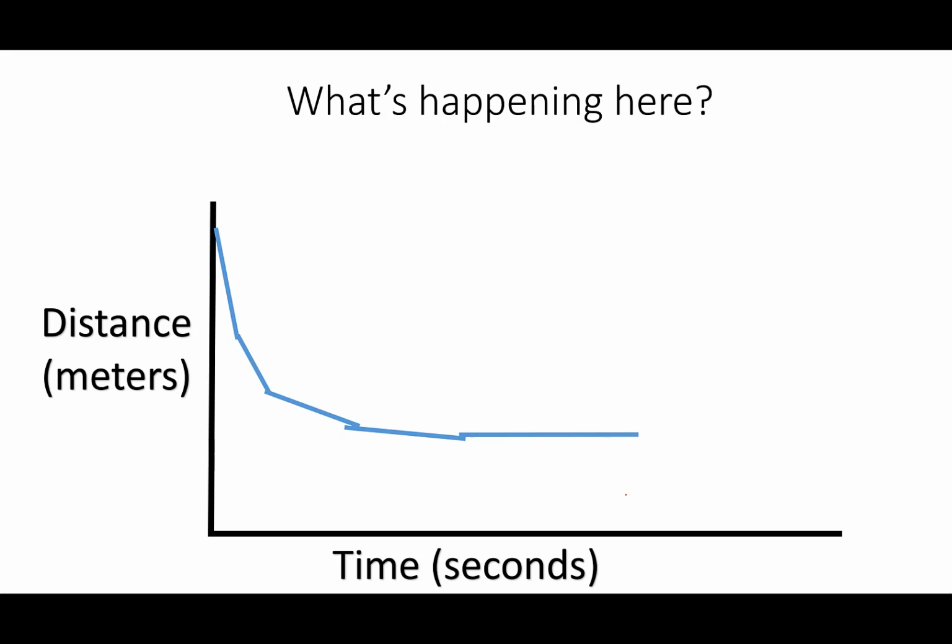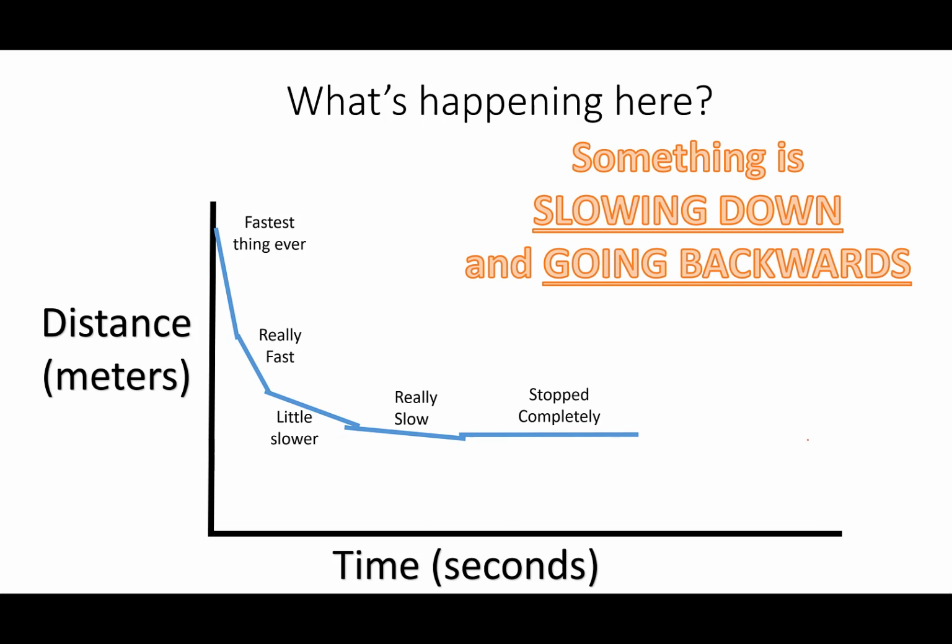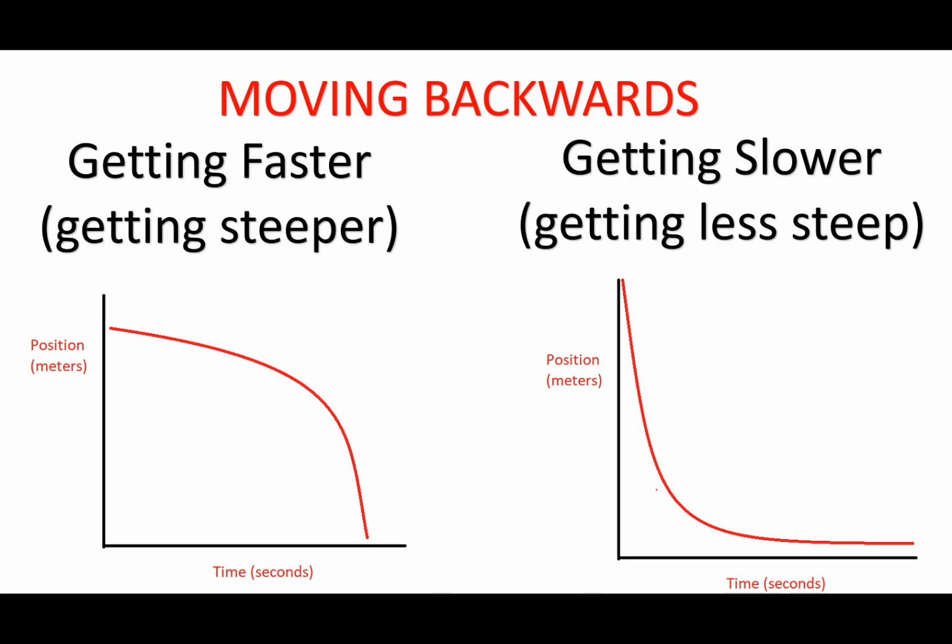And then this is something slowing down but moving backwards. So it starts off fast, slows down, slows down, slows down, totally stopped. This is something slowing down and going backwards. So this is the summary of what the graphs look like moving backwards.